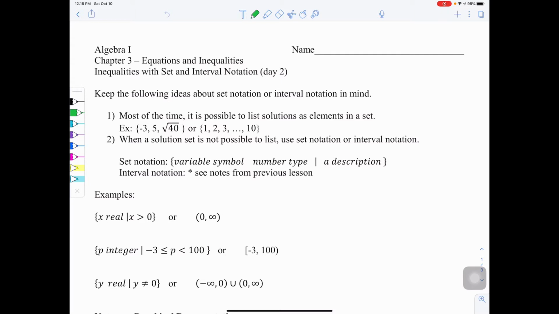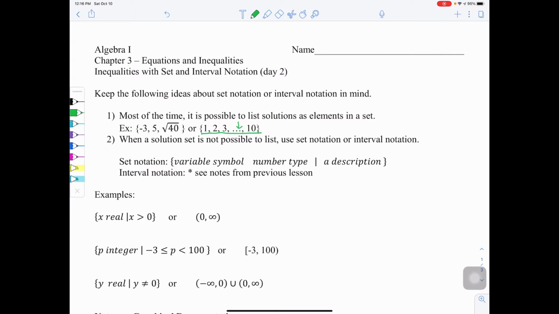You would just list them inside a set of squiggle brackets. Notice in the second example we used an ellipsis in the center to show that we're using the same pattern, but when we get to 10, we're stopping. You could also list those all out separately.